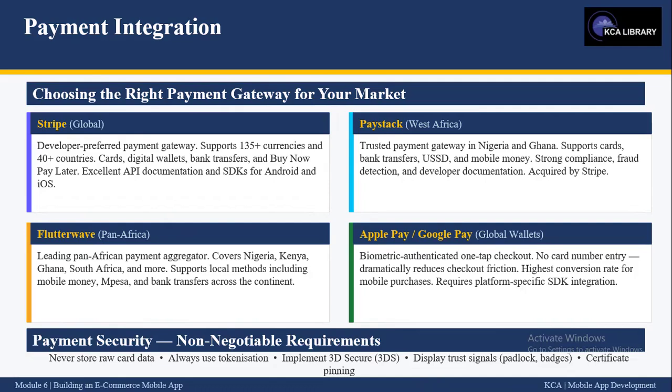Then Apple Pay / Google Pay, a global wallet. Biometric-authenticated one-tap checkout. No card number entry dramatically reduces checkout friction. Highest conversion rate for mobile purchases. Requires platform-specific SDK integration.